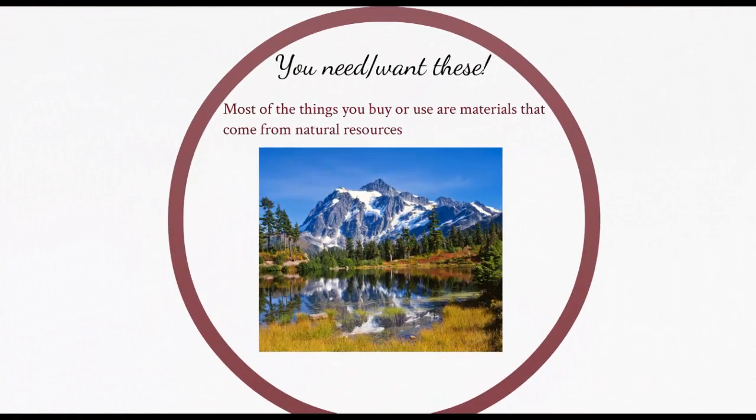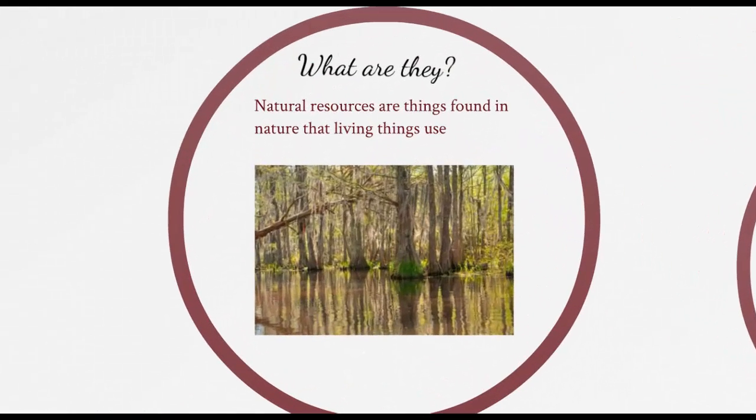You need them and you want them. They're things that you buy or use in your life. Those things are materials that come from natural resources. And they might be in different forms from the way they look in nature because humans have done different things to them. But the basis of everything that you use is a natural resource. It comes from some item that exists naturally on Earth, and then we do some different processes to make them into different items. So what are they?